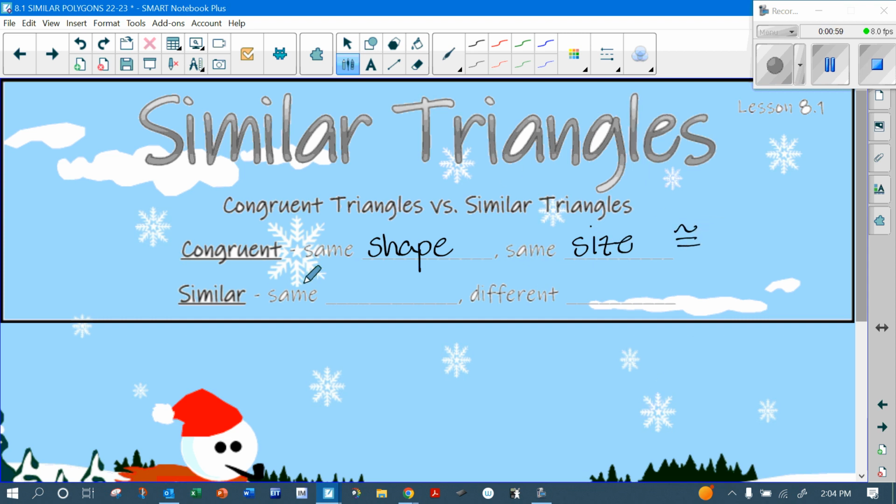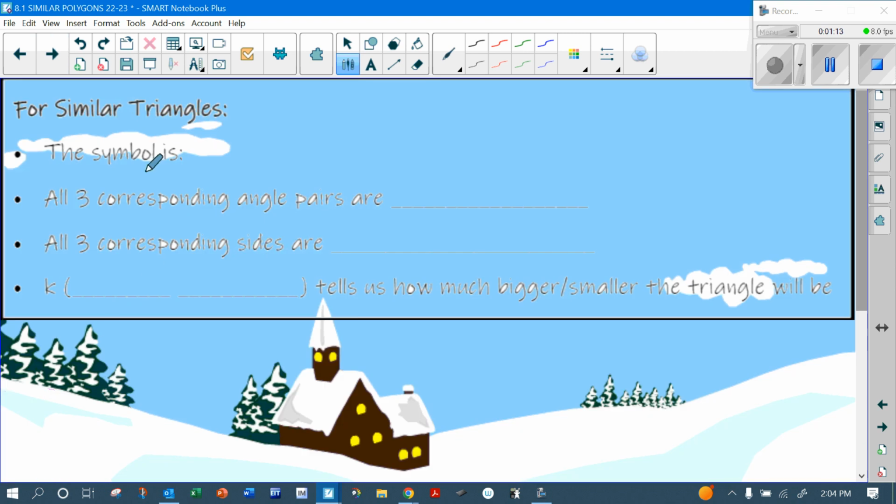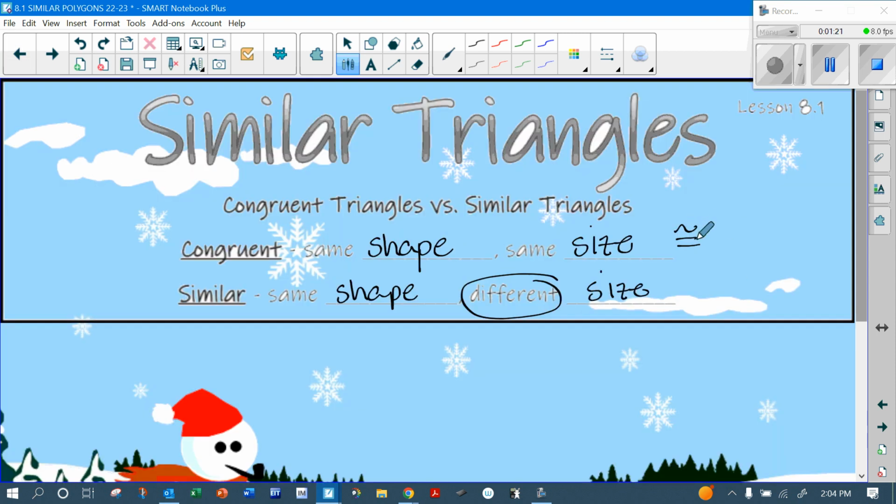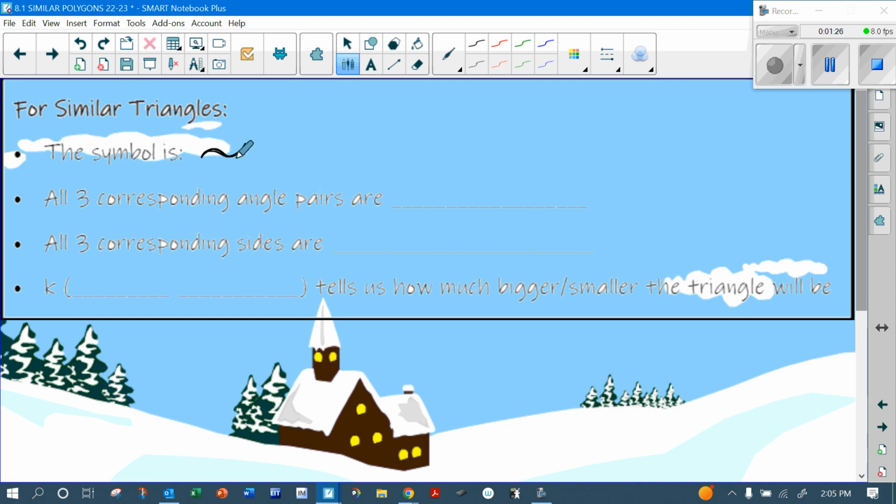Similar is where they have the same shape, but they are a different size. So one will be smaller and one will be larger. For similar triangles, the symbol for similarity is the squiggly without the equal signs. Congruent is the squiggly with equals because they're equal to each other. Similar is just a squiggly.